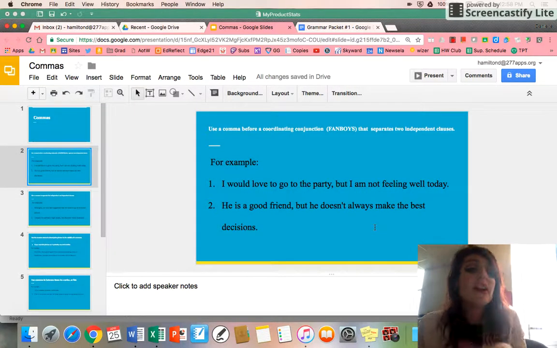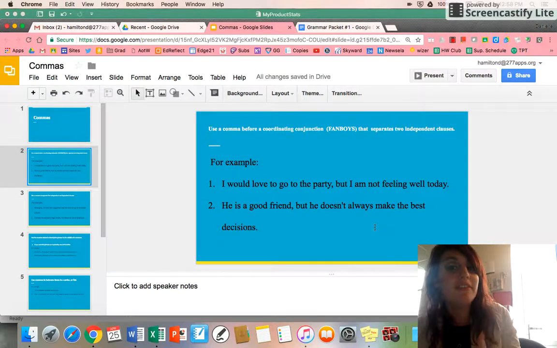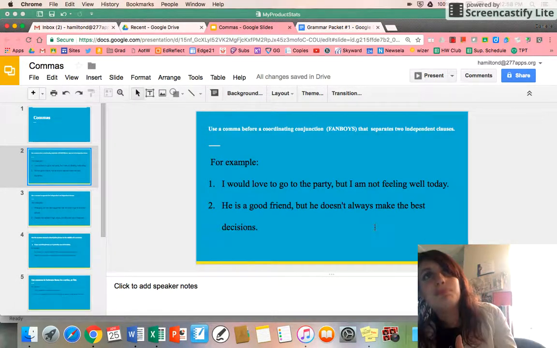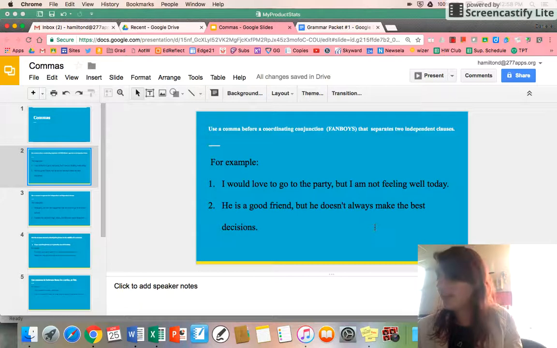First of all, use a comma before a coordinating conjunction, a FANBOY, that separates two independent clauses. For example, I would love to go to the party, but I'm not feeling well today. He's a good friend, but he doesn't always make the best decisions. And as a reminder, FANBOYS are for, and, nor, but, or, yet, so.